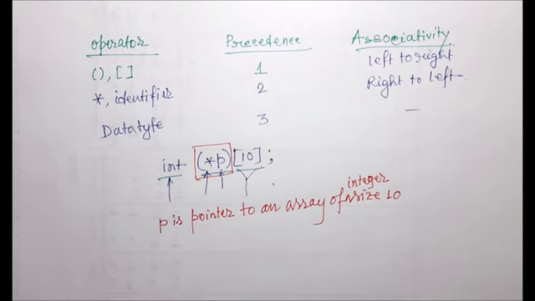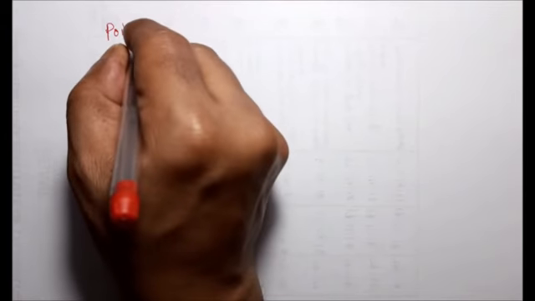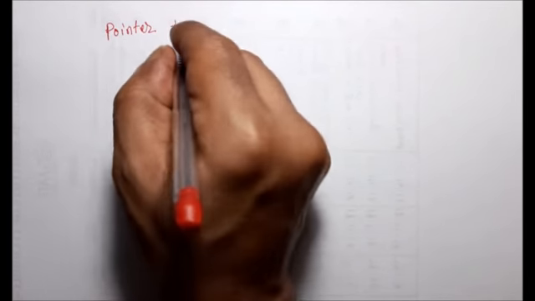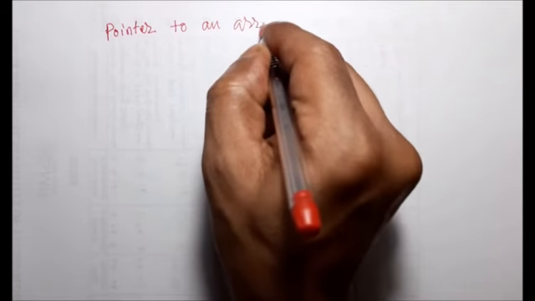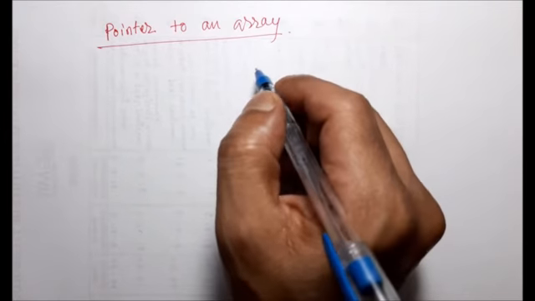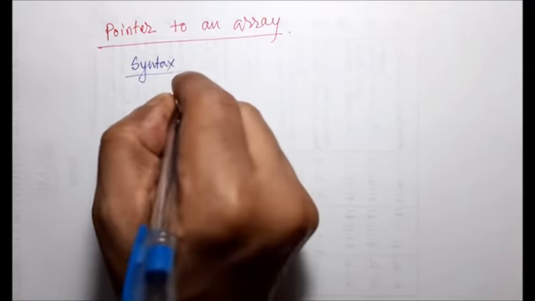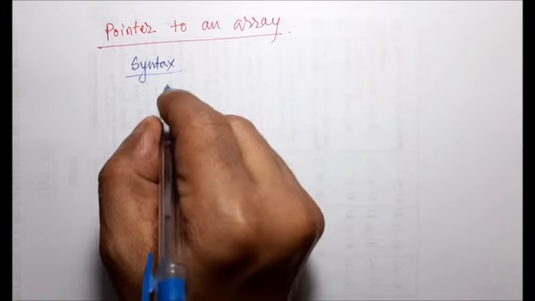Okay, now the next topic is very, very important: pointer to an array. So we already discussed this one. First, how do we write a pointer to an array? Let me write the syntax so that you can understand. This is clear to you, I know that.